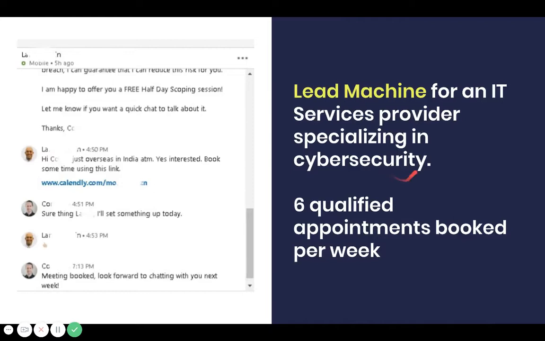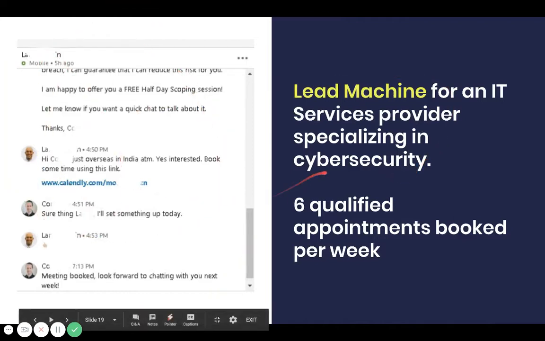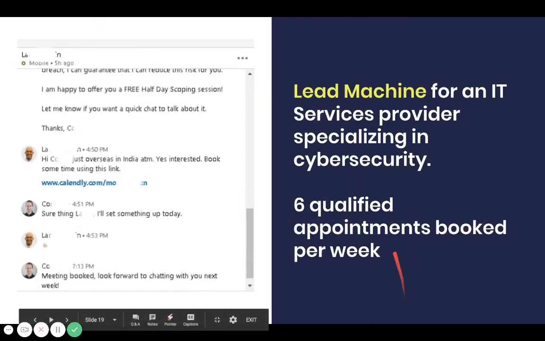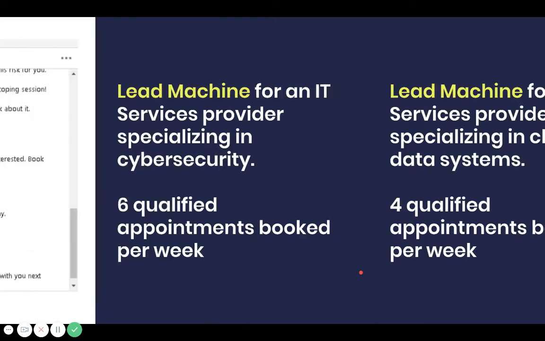Here's a little bit of results that we've gotten. This is for an IT company that specializes in cybersecurity, and this was 6 qualified appointments booked per week. This number has subsequently gone up, actually, but this was right at the kickoff of the campaign. We were getting 6 qualified appointments for them per week, and they were actively closing clients. So it's a very good experience with these guys.